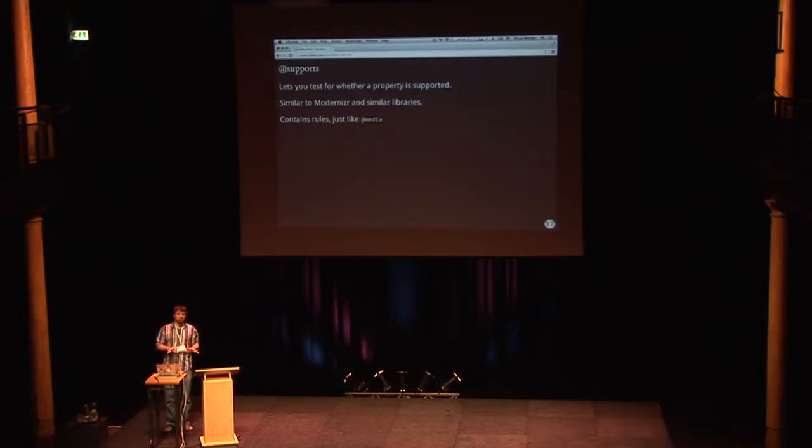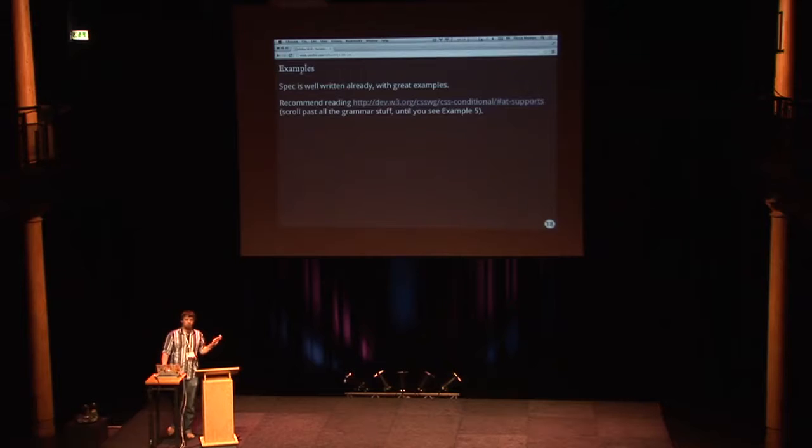So the supports rule lets you test whether or not a property is supported by the browser. If you've ever used Modernizr or similar libraries, this is exactly what that does, except built in. You don't have to run any JavaScript. You don't have to have tests running and eating up CPU before you can display things. And importantly, you have more efficient selectors, which I'll show in a second. It's just like media in that you have the at-rule, your conditions, and then you put a bunch of style rules inside of it.